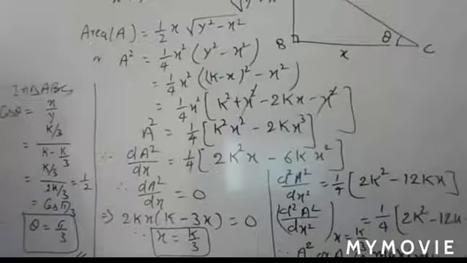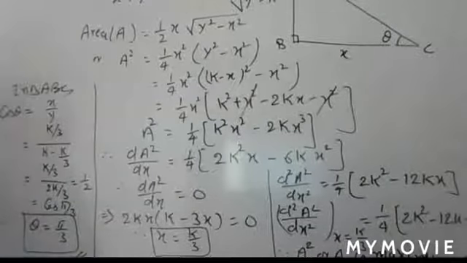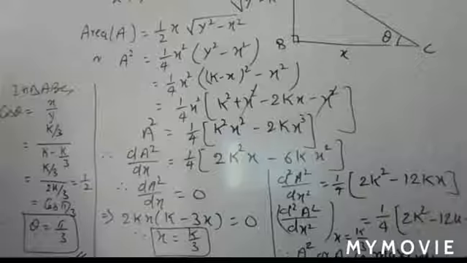So here you see that when the area of the triangle is maximum, then the angle between any side and the hypotenuse is pi by 3. This proves your result.